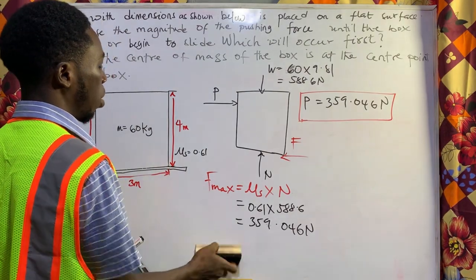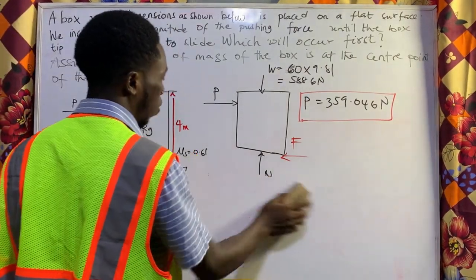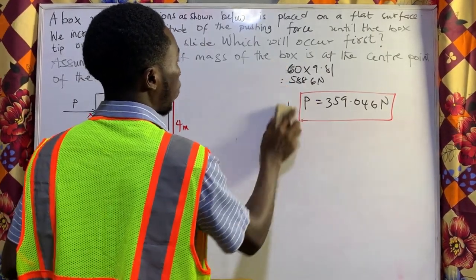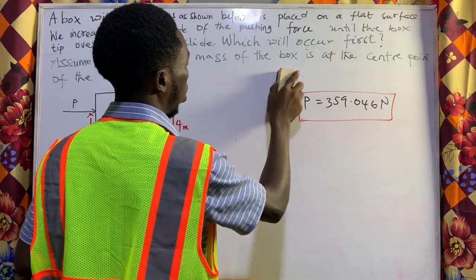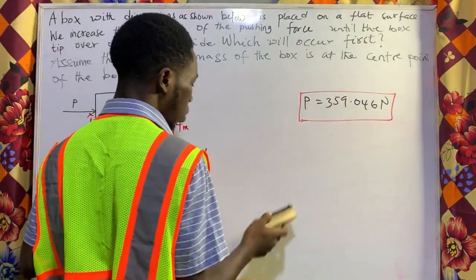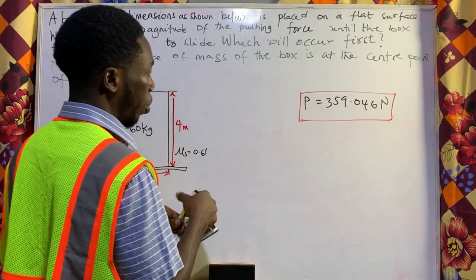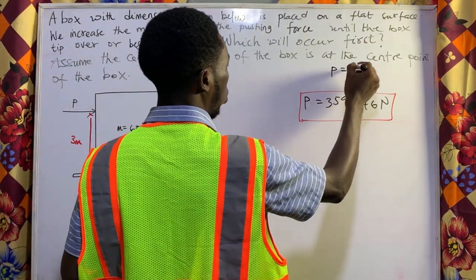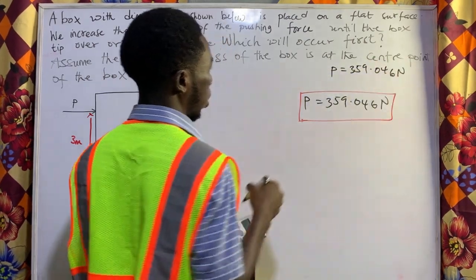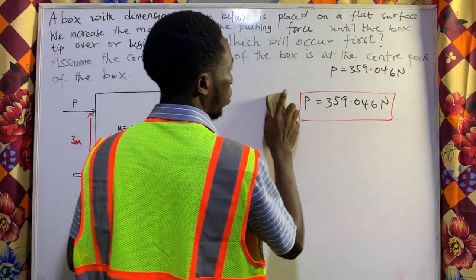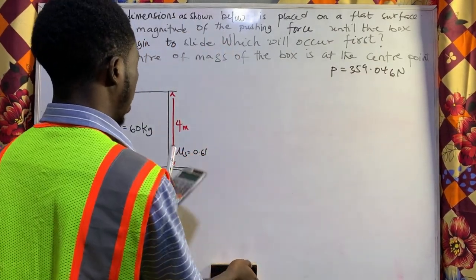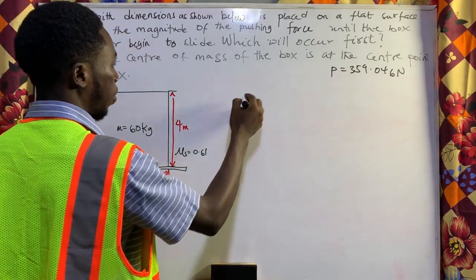So now let's calculate the minimum value that we need in order to cause the box to begin to tip. Then we compare it to this value, and look at which of them is smaller, and that will tell us which of the cases will occur first. Let me write this here. P is equal to 359.046 newtons. All right, so now let's look at the tipping case. Let's draw the free body diagram.